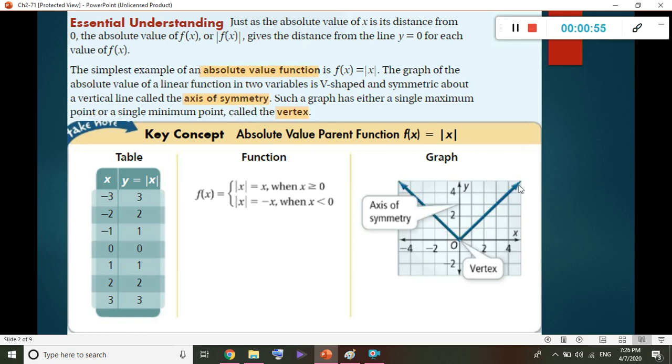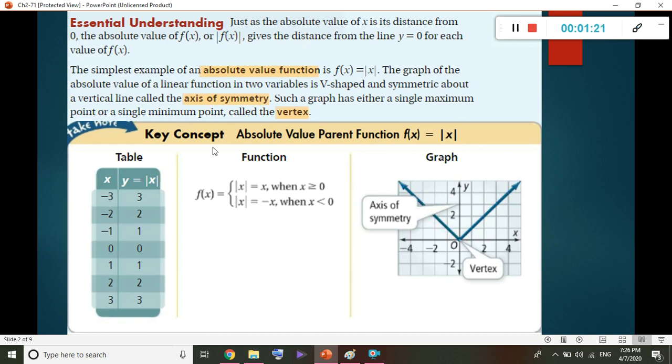The original or parent function for the absolute value function is f(x) equals the absolute value of x, where the vertex is at 0, 0. Here we have the minimum point called the vertex. Some graphs will have it as the maximum point, and the graph will be flipped. Now let's have it this way.